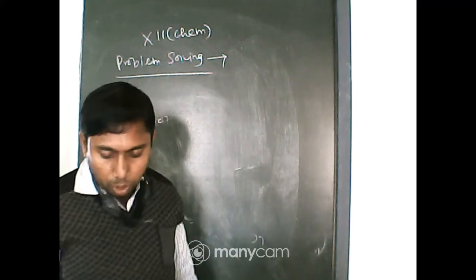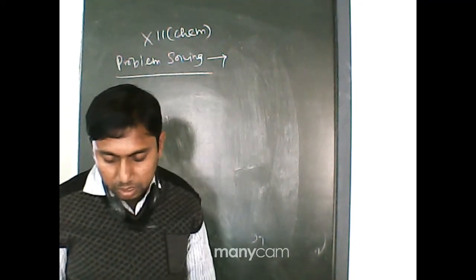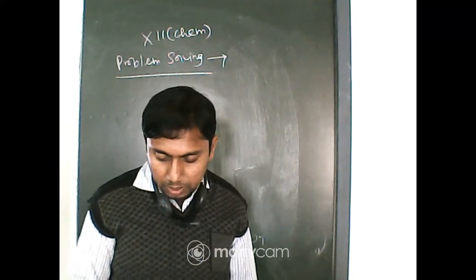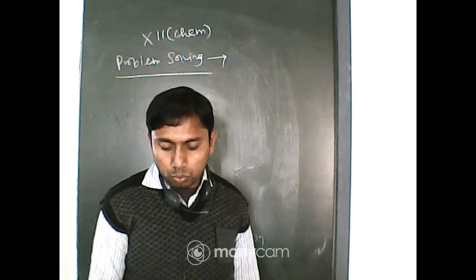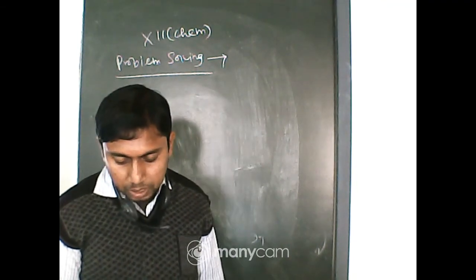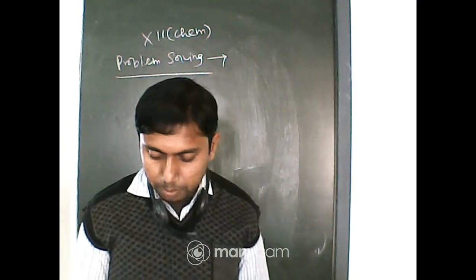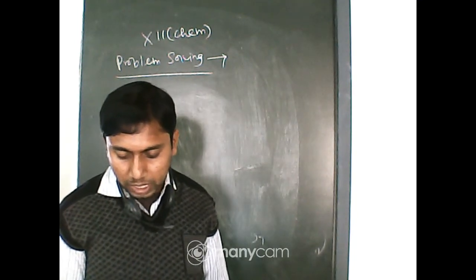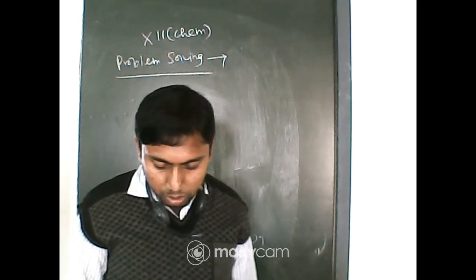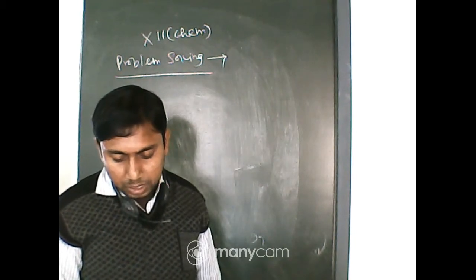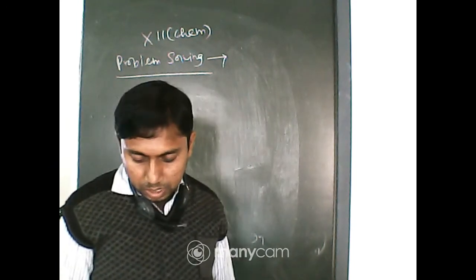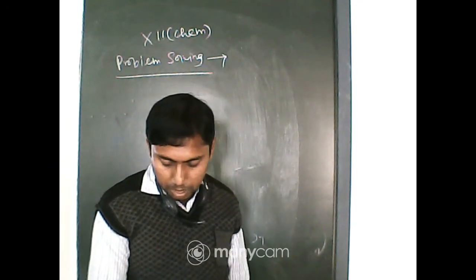Heptane and octane form an ideal solution. At 373 Kelvin, the vapor pressures of the two liquid components are 105.2 Pascal and 46.2 Pascal respectively. If the solution contains 25 gram of heptane and 35 gram of octane, calculate the vapor pressure exerted by heptane, the vapor pressure exerted by octane, the vapor pressure exerted by the solution, and the mole fraction of octane in the vapor phase. Okay, so this is from vapor pressure.